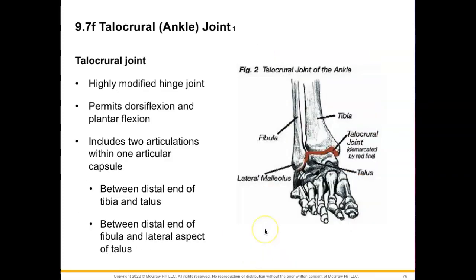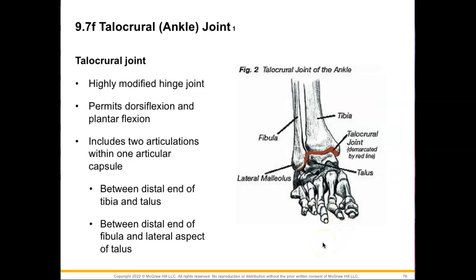And now we have reached the distal end of our body. I know this has been a lot of new joints that you all are learning, but we're in the home stretch here. We've got our talocrural joint, talo referring to the talus, and crural referring to the leg. So we have the bones of the leg here. This is a modified hinge joint, and it allows dorsiflexion where we point the toes up and plantar flexion where we point the toes down.